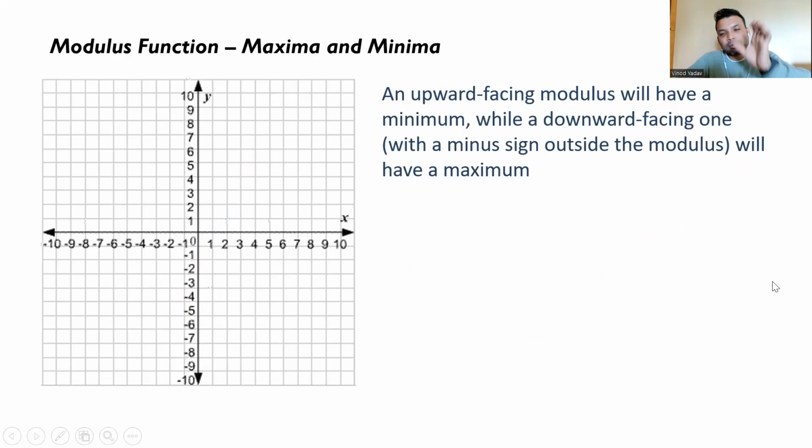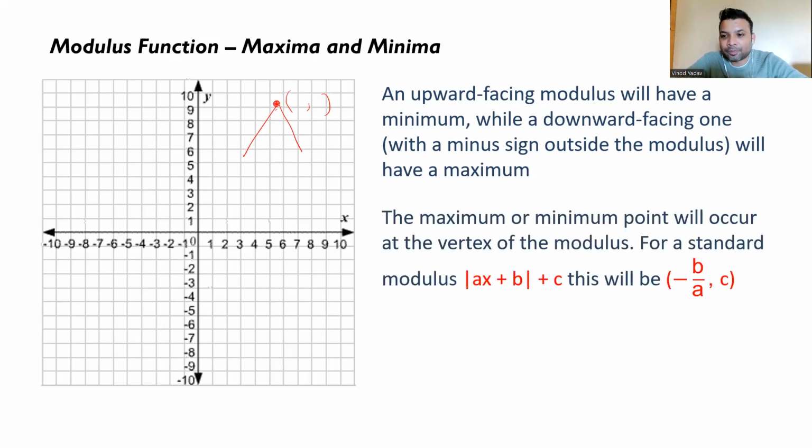Now whenever the V is upward facing, maximum will not be defined, right? But minimum point will be defined, and that point will be your vertex point, that point where the vertex is. And downward facing mod, downward facing V, in short, will have a unique maximum point. Lowest value will not be defined, right? So for this type of V, this is the vertex.